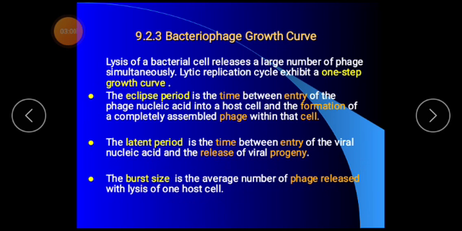The burst size is the average number of phage released with the rise of one host cell. You know that if bacteriophage replication is complete, the phage can't leave the host as a living organism. The host has to burst in order to release those phages, and the burst size is the average number of phage released from one host.